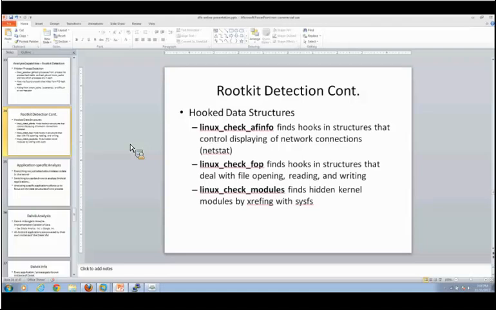So what the first plugin does is it looks at all those structures relating to network connections, and it prints any of them that are hooked. And these are for rootkits that want to hide from netstat, for example.